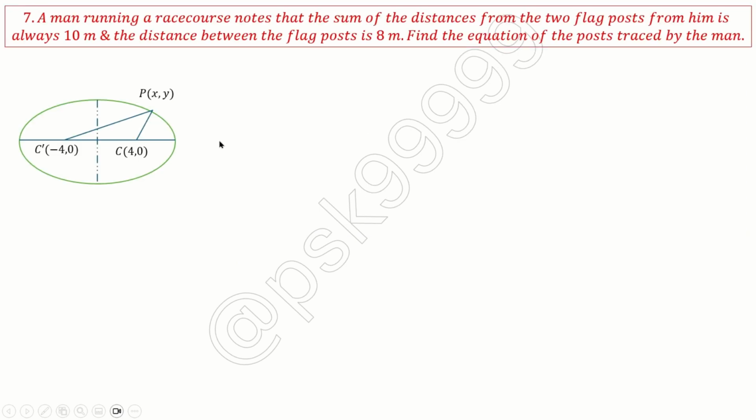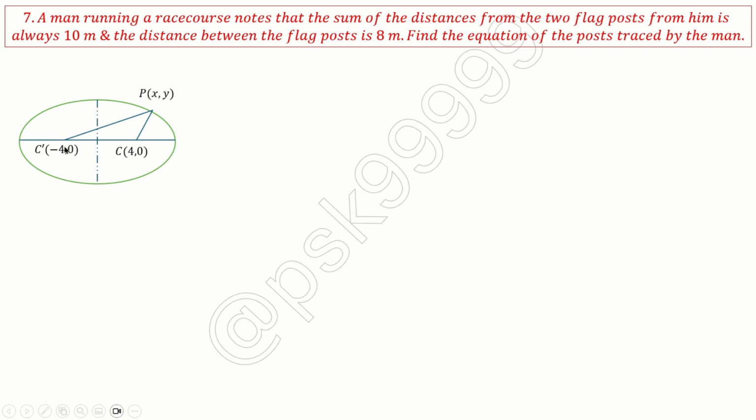Next, a man running a race course notes that the sum of distances from two flag posts from him is always 10 meters. The distance between the flag posts is 8 meters. Find the equation of the path traced by the man. Okay, so this is simply the definition of ellipse actually, right? The ellipse is the locus of a point whose sum of distances from two fixed points, that is foci, is always the same. That is what they are trying to tell.